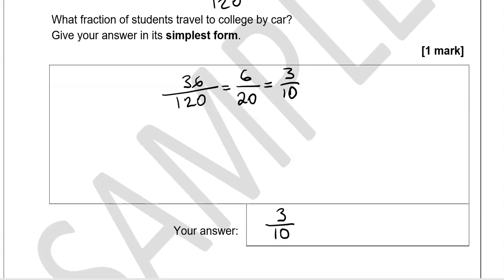And you could have chosen a different route, maybe divided 36 and 120 by 2 first and then by 3. So whichever way, as long as you get to 3/10, it should be fine.